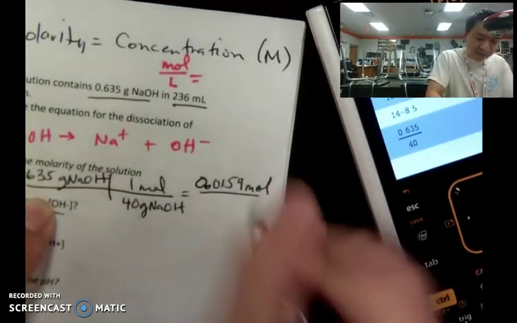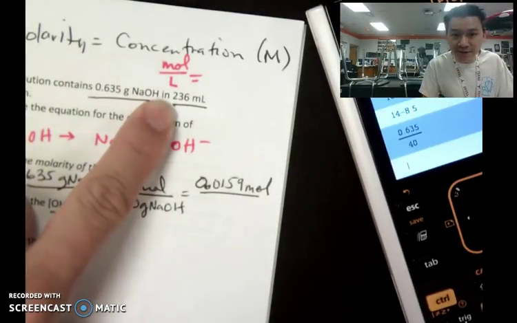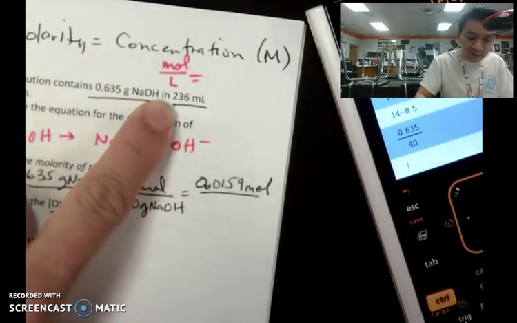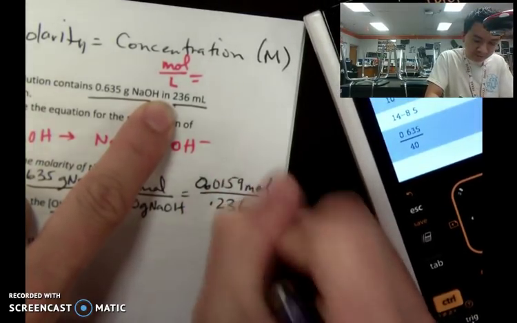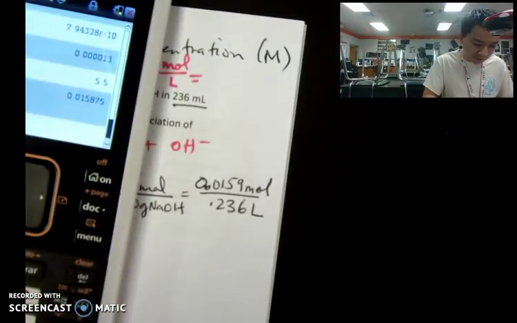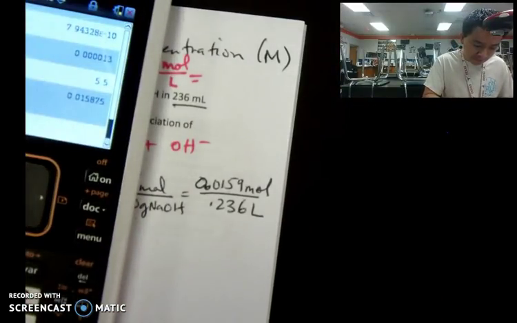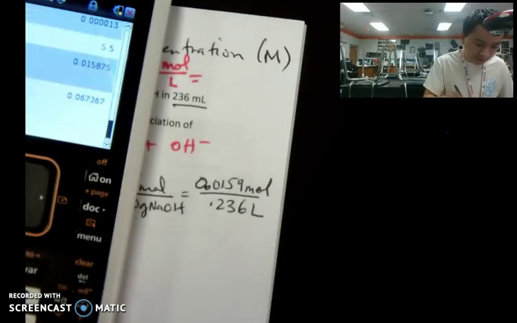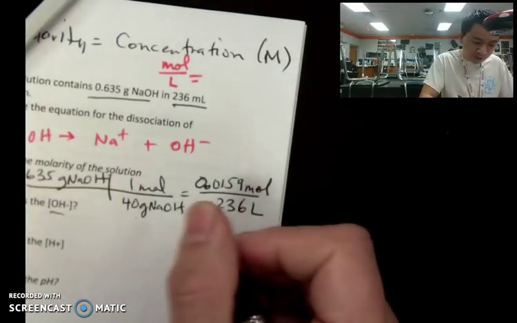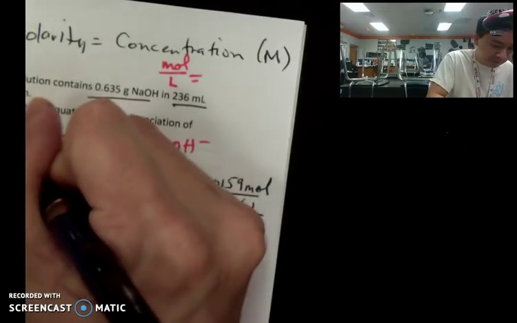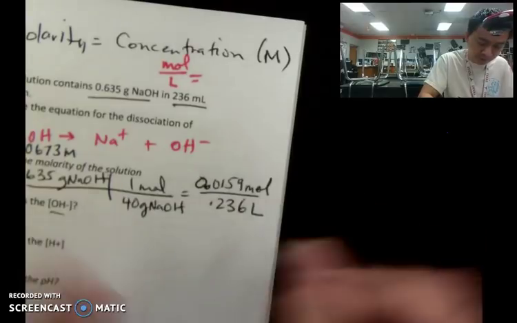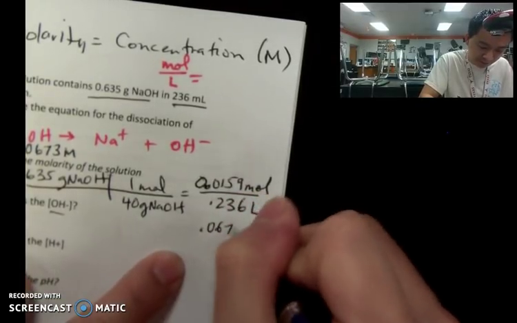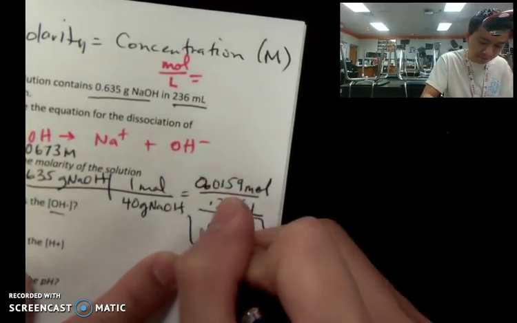Divided by, it's 236 milliliter, I need to change that to liters. So divide by 1,000, I get 0.236 liters. Now I take that, find molarity, divide by 0.236, enter. So my molarity is 0.0673 molar, right? 0.0673 molar of NaOH.